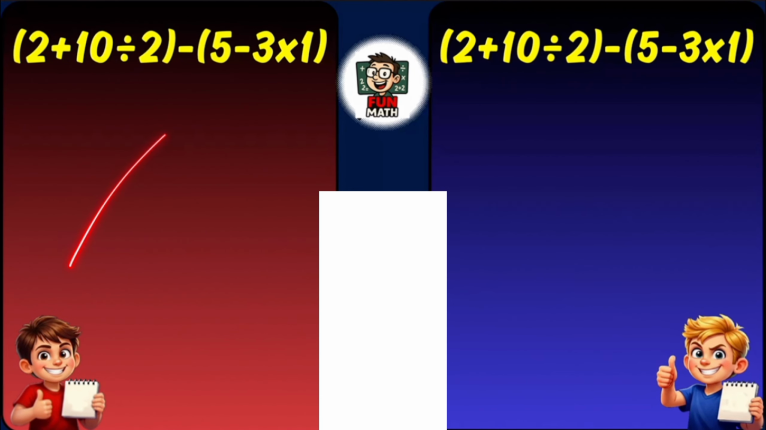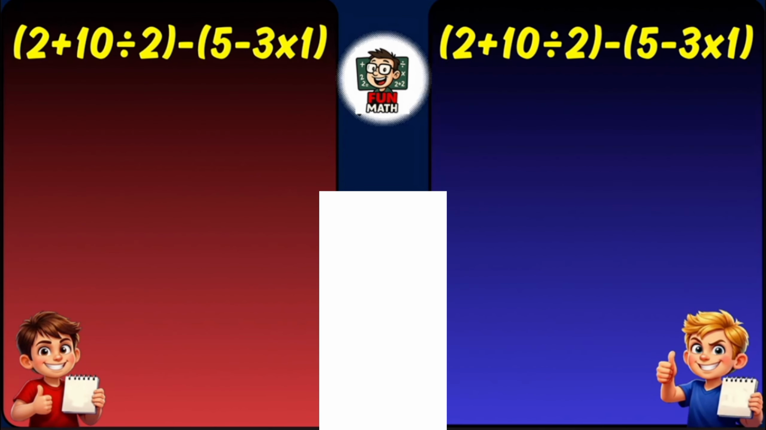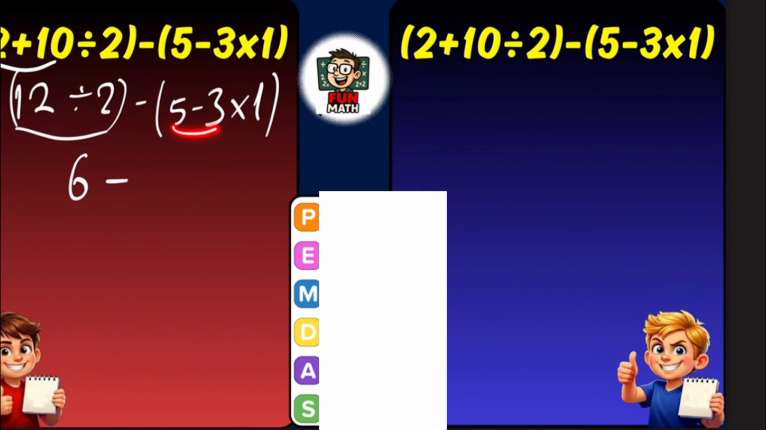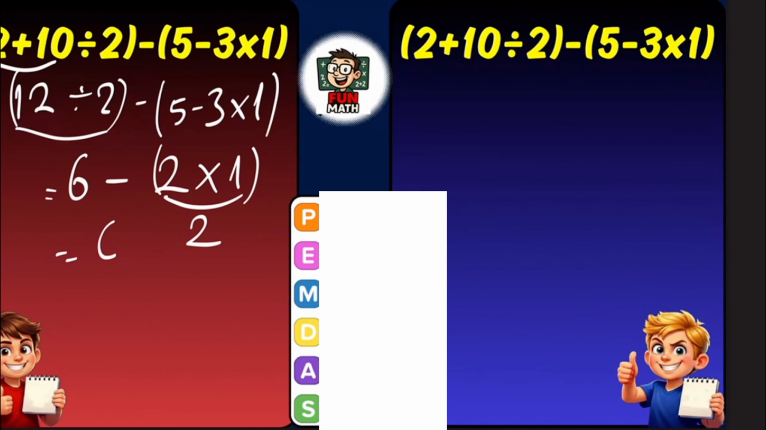Okay, now let's start with the first solution. First parenthesis, 2 plus 10 equals 12. Now in parenthesis division, 12 divided by 2 equals 6. In parenthesis, 5 minus 3 equals 2. Multiplication, 2 times 1 equals 2. Finally, subtraction, 6 minus 2 equals 4.